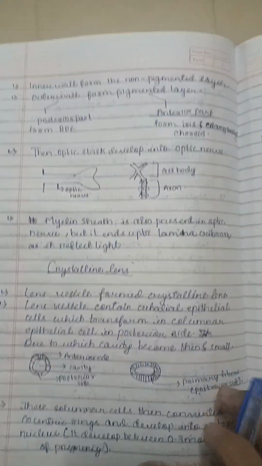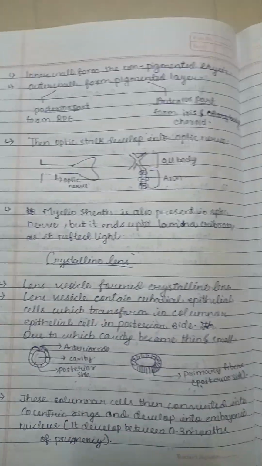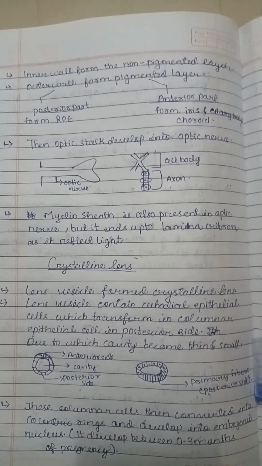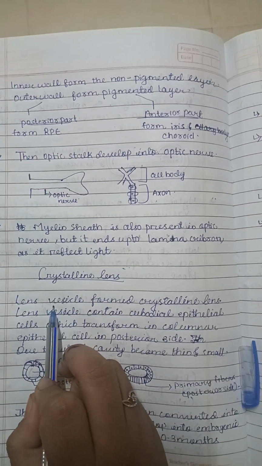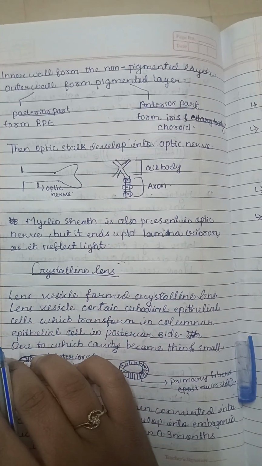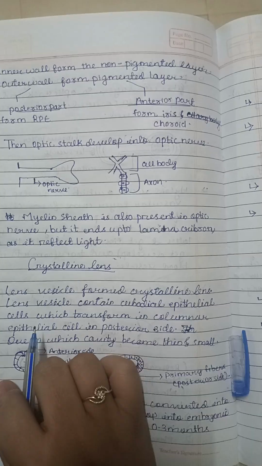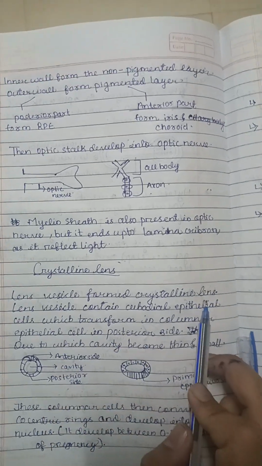Hello guys, this is the third part of the embryology of the eye. Now we will discuss how the crystalline lens develops. As we know, the lens vesicle forms the crystalline lens. The concept of the lens vesicle is already discussed in the first or second video. Please, if you have not seen it, then please see it. The lens vesicle forms the crystalline lens.